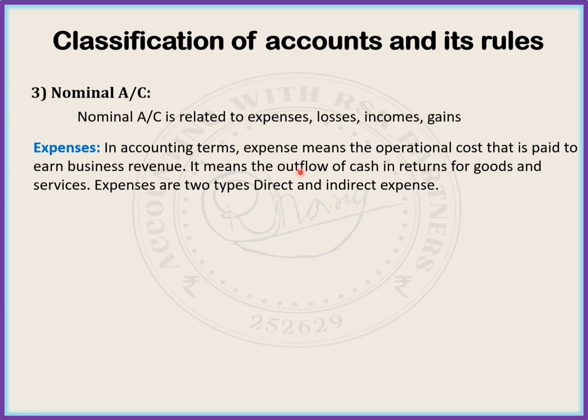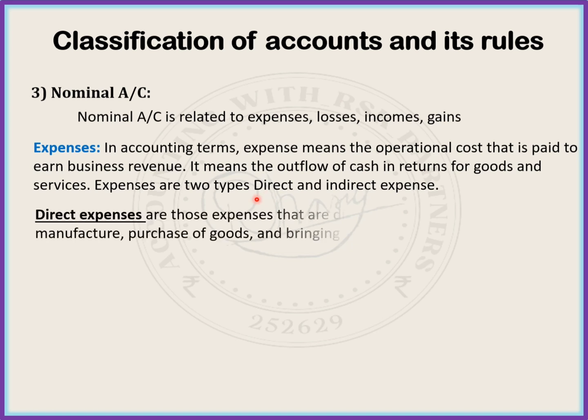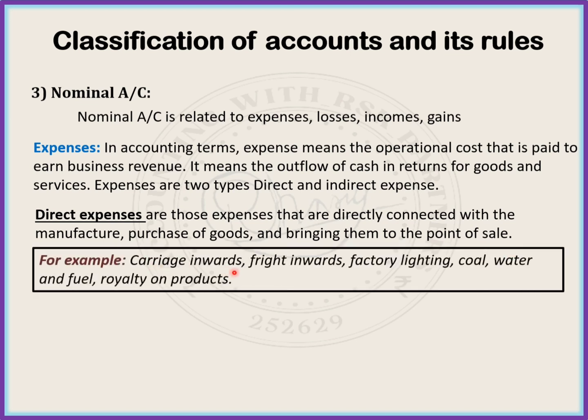Let's go to direct expenses first. Direct expenses are those expenses that are directly connected with the manufacture and purchase of goods and bringing them to the point of sale. For example, carriage inwards, freight inwards, factory lighting, coal, water and fuel, royalty on products.